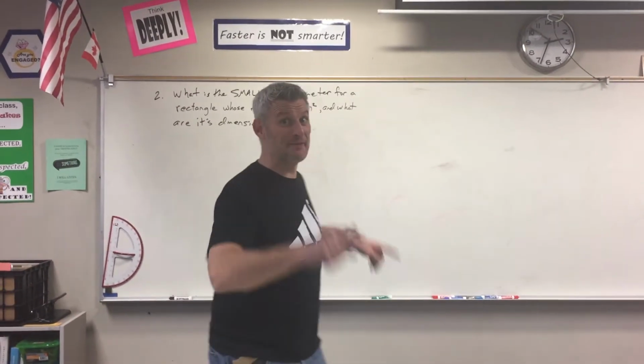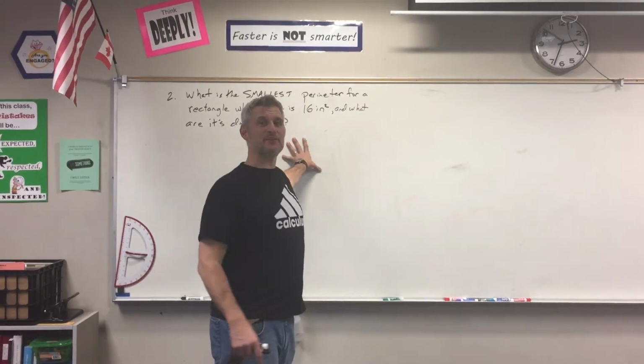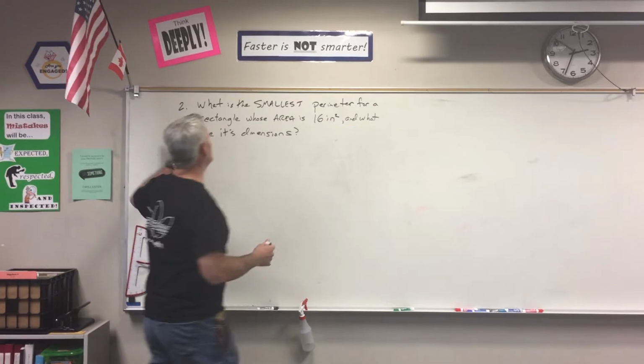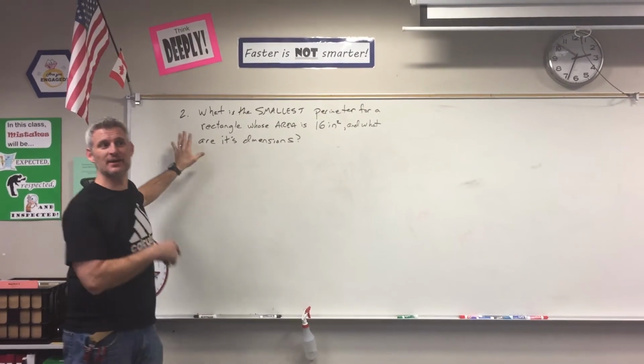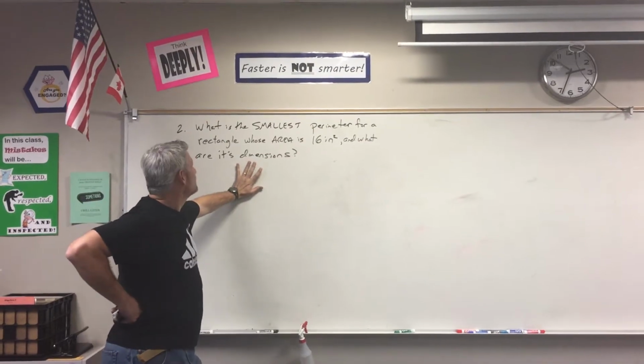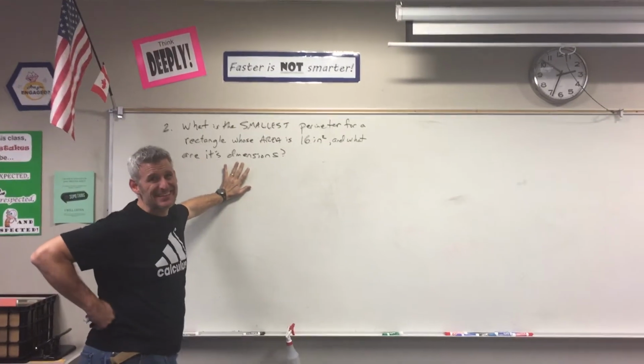Hi, I'm Mr. Mack, and I'm going to do a problem for you right now to help explain what optimization is all about. We're going to do this problem right here, number 2. What is the smallest perimeter for a rectangle whose area is 16 inches squared?